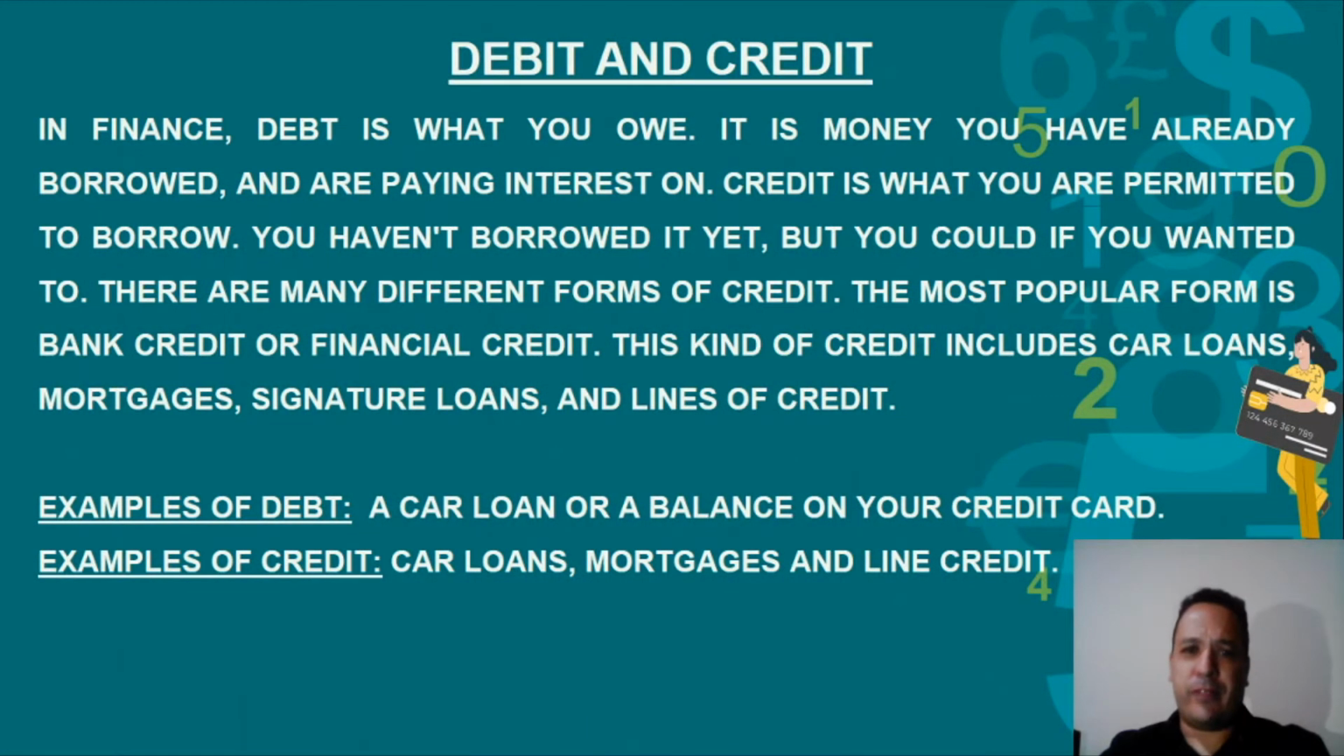Next term is debt and credit. Debt and credit are complementary terms. Debt is the money you lend and are already paying with interest. For you to acquire this loan, you must ask the bank for the loan and have credit. The most popular form of credit is the bank loan, which is used for mortgages, car loans, and credit lines. Example of debt: a car loan or a balance on your credit card. Example of credit: car loans, mortgages, and line of credit.